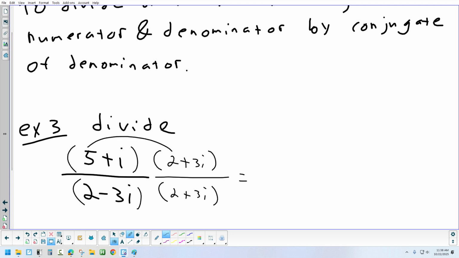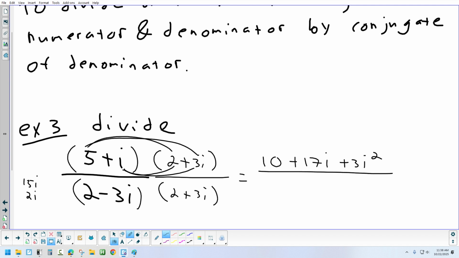Okay. So 5 times 2 gives me 10. What's 5 times 3i? 15i. What's 2 times i? 2i. And if we combine like terms, what's 15i plus 2i? 17i. And the last part, positive i times positive 3i. That's a positive 3i squared, which is negative 3. And we'll come back to that in a second.